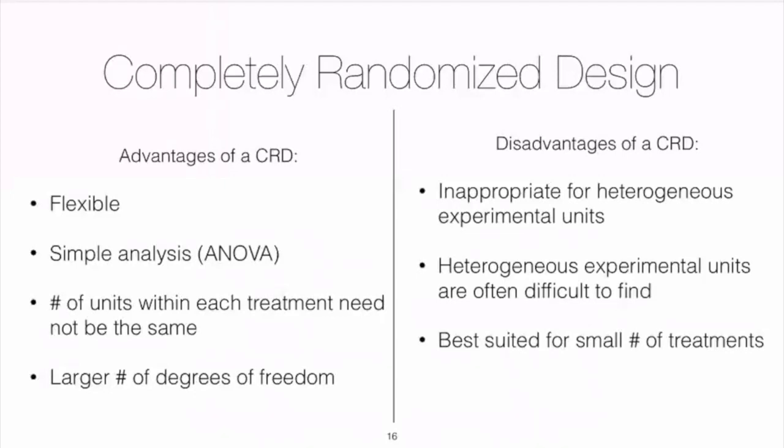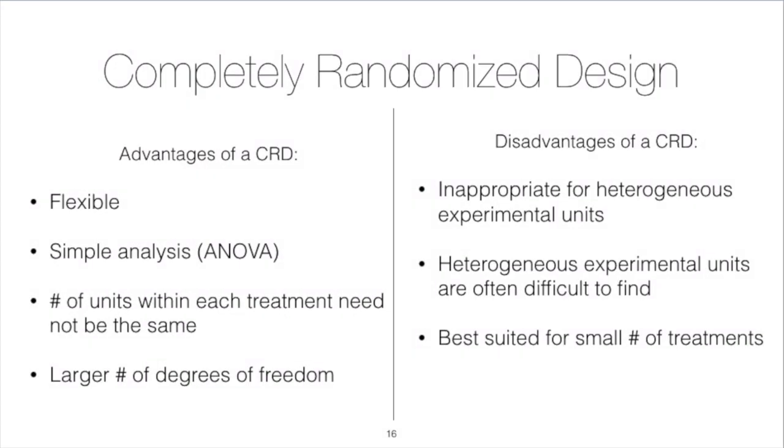So the CRD also has some drawbacks. It's inappropriate if we have reason to believe that experimental units are not homogeneous. For example, if we had reason to believe that different volumes of espresso were different in some way that affects foam index, then a completely randomized design would not be appropriate. Another disadvantage of a completely randomized design is that although it's easy to apply mathematically, it's often not appropriate because homogeneous experimental units are difficult to find.